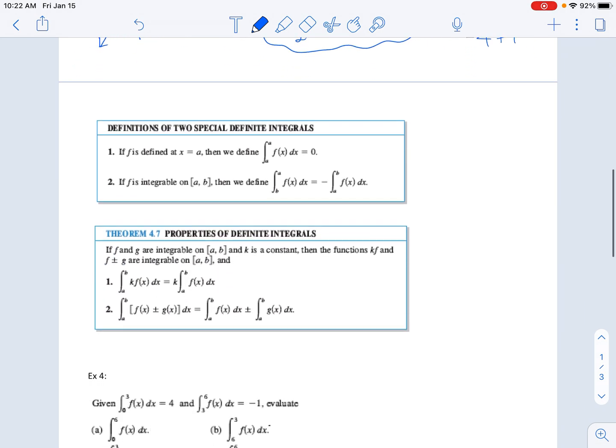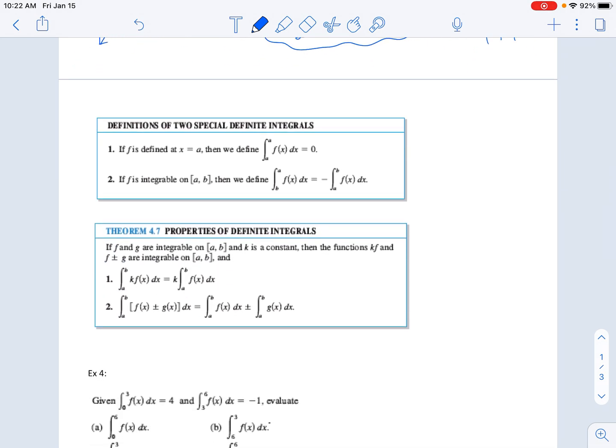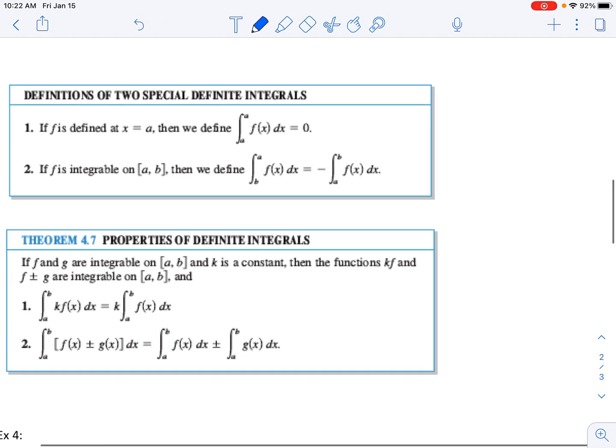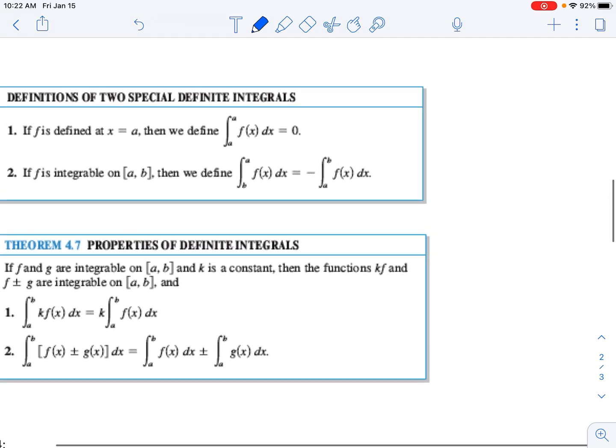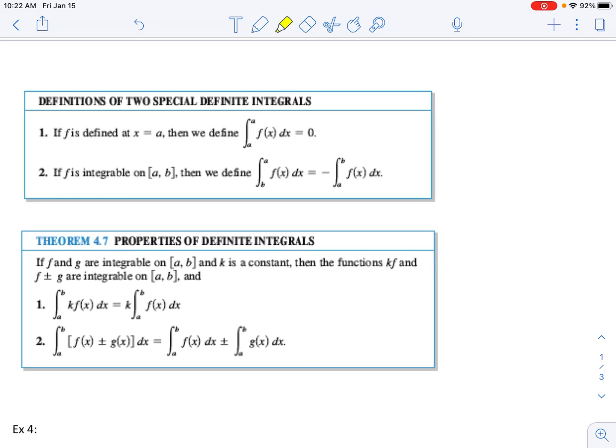All right, so a couple of properties here, cut and pasted right from the book. The first one is really fun. It says if f is defined at x equals a, then we define the integral from a to a of f of x to be equal to 0. So when those two limits match, like integrating from 2 to 2 or 5 to 5, our overall value is of course 0 because we're not calculating any area.